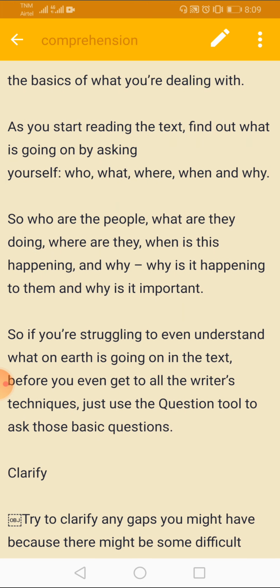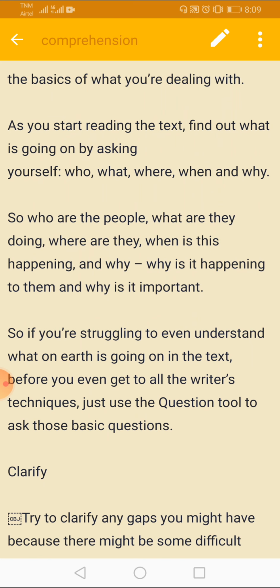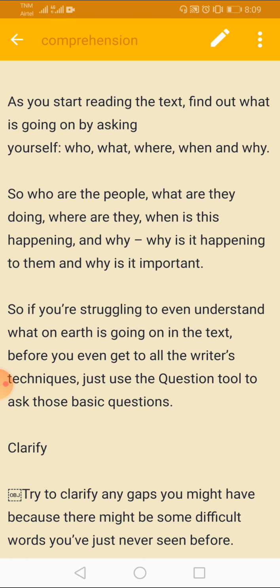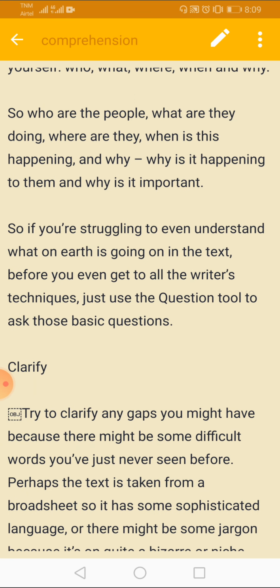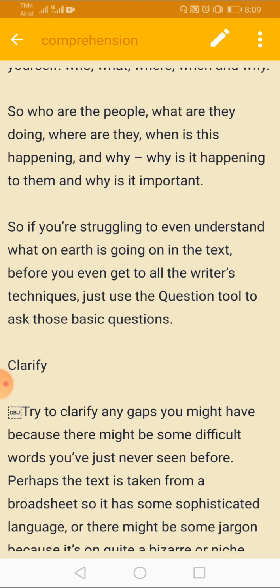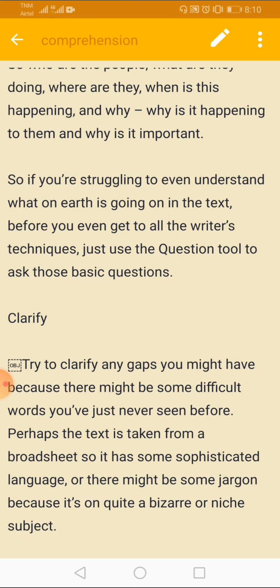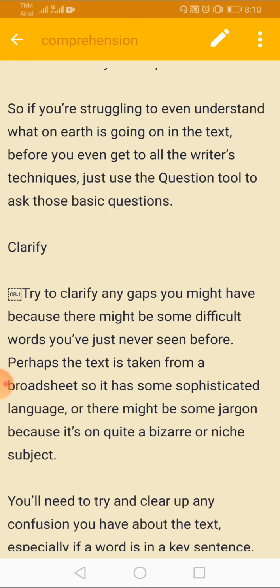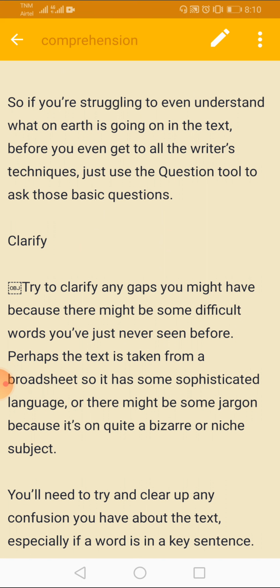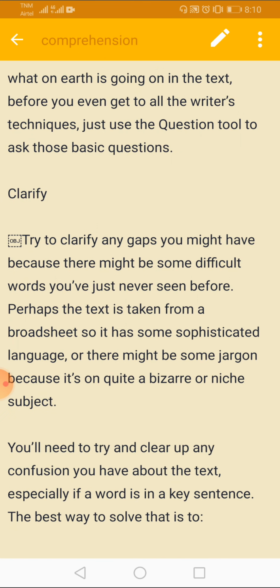As you start reading the text, find out what is going on by asking yourself who, what, when, and why. So who are the people? What are they doing? Where are they? When is this happening and why? Why is it happening to them and why is it important? And if you're struggling to even understand what on earth is going on in the text, before you even get to all the writer's techniques, just use the question tool to ask those basic questions.